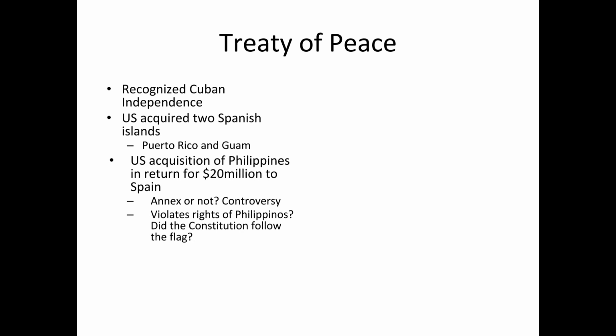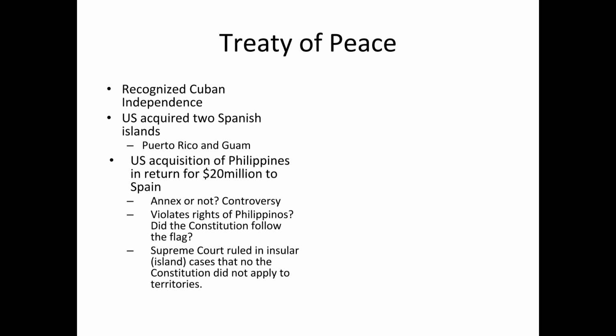You have sort of people in both camps. You have people who are pro-annex, who are saying they're children, they can't rule themselves, and then you have people that are saying this is going to violate the constitutional rights of the Filipinos, and does the Constitution actually follow the flag? So even if it's not a state under the Constitution, do those people then become U.S. citizens with U.S. rights? And if that's the case, they should be treated more like a state.